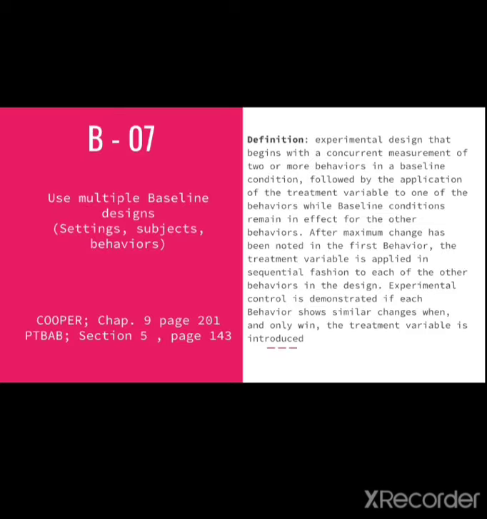B-07, use multiple baseline designs. There are 3 types of multiple baseline designs. We have settings, subjects, and behaviors. Multiple baseline design is an experimental design that begins with a concurrent measurement of 2 or more behaviors in a baseline condition, followed by the application of the treatment variable to one of the behaviors while baseline conditions remain in effect for the other behaviors.